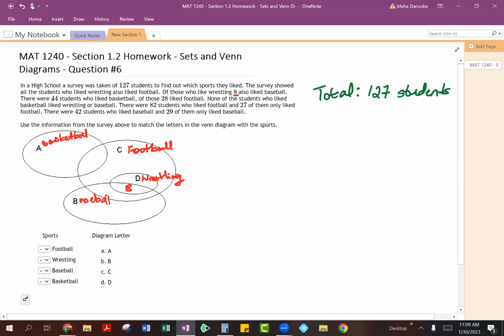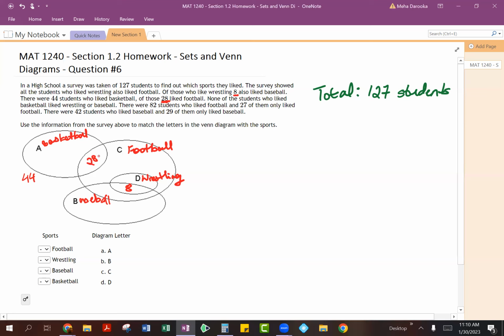Now they're telling us there are 44 students who like basketball. So the total for basketball is going to be 44. And they're telling us of the students who like basketball, 28 liked football. So that's going to be the overlap between basketball and football, this little section over here. Out of the 44 students who like basketball, 28 of them also like football. So that means 28 is going to go over here.